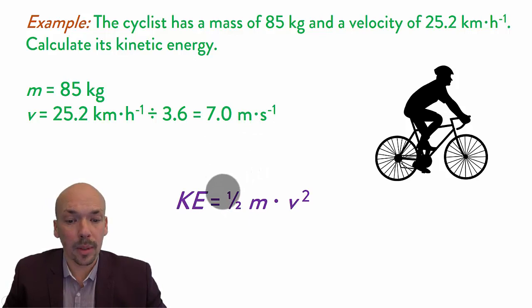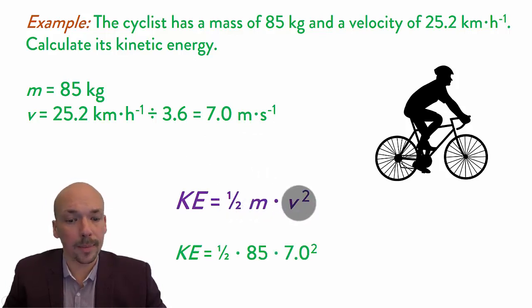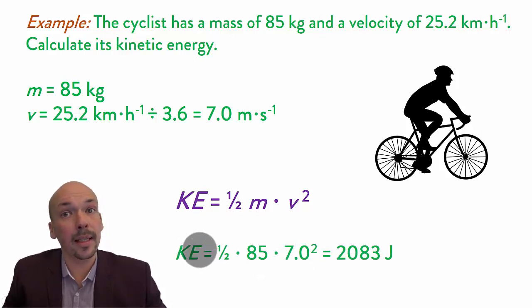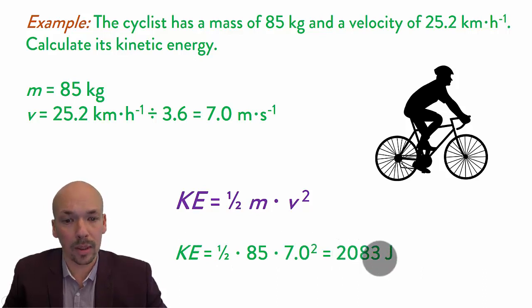Now we can use this equation. The half is always there, and we have the mass and we have the velocity. So we can put our information in. We have a half multiplied by 85 kilograms multiplied by 7 meters per second, and do not forget the square here, and then we have a kinetic energy of 2083 joules.